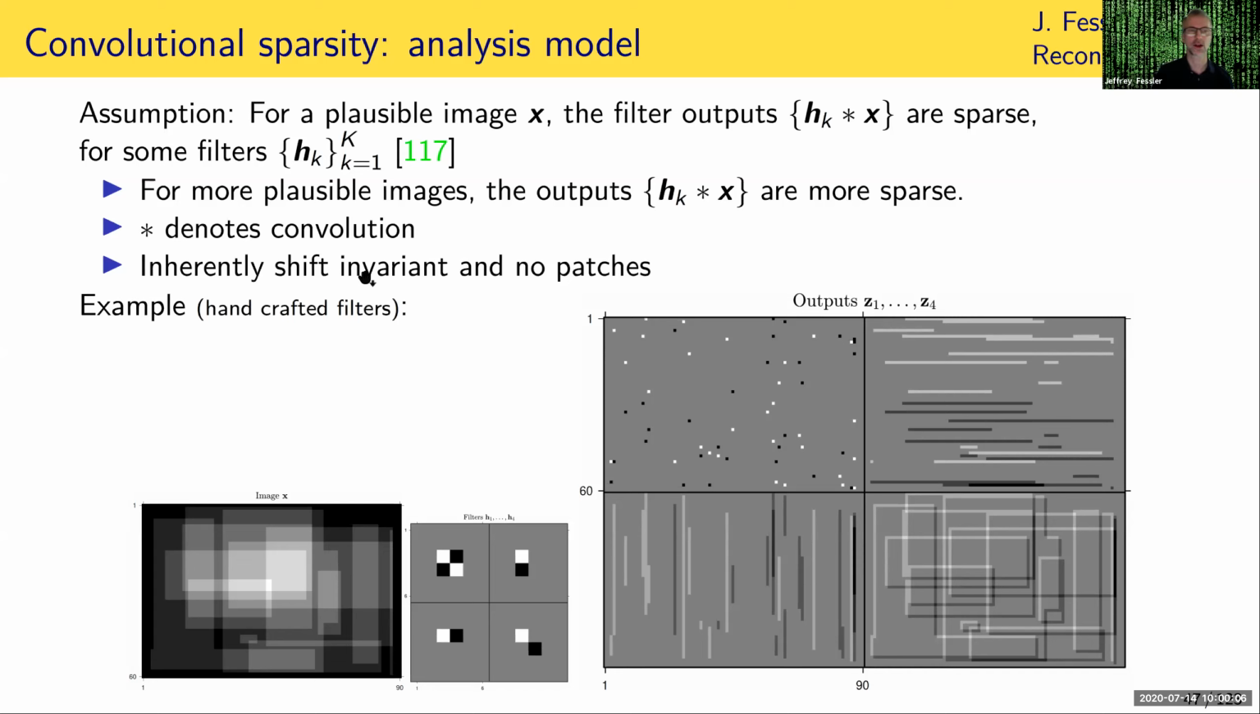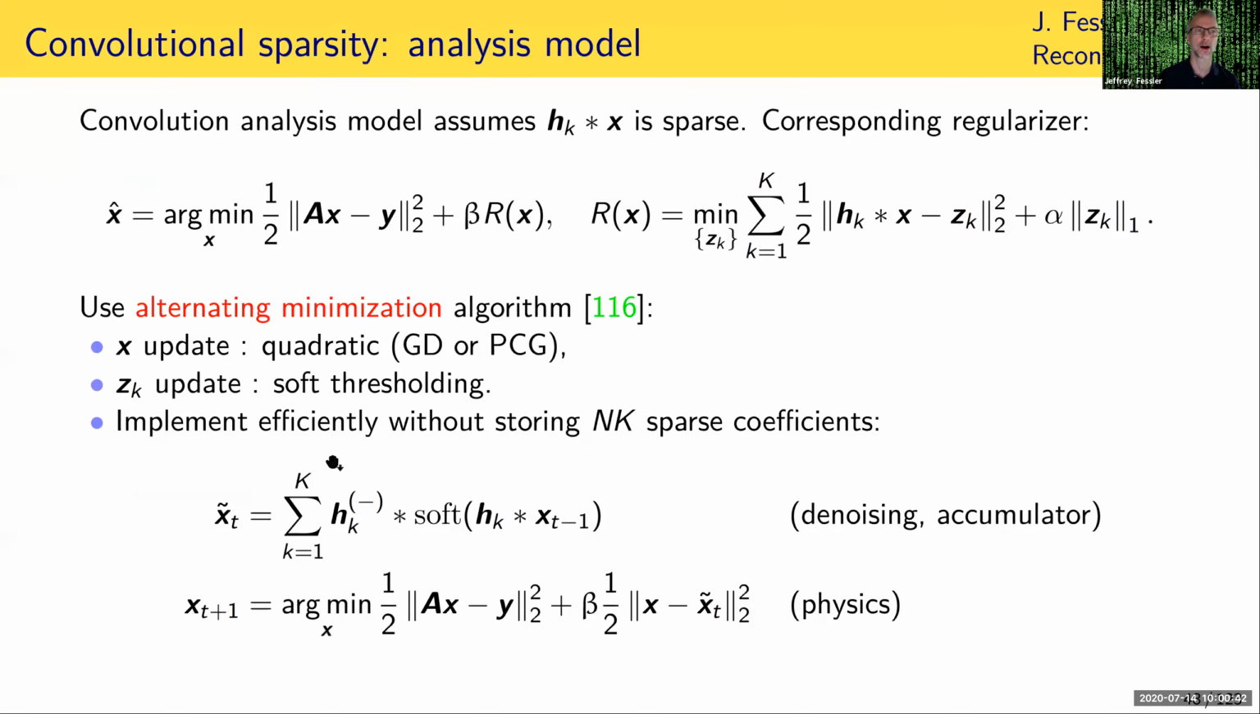There are no patches in this; it's inherently shift invariant. Here's an example of a handcrafted image and some handcrafted filters. If I take this particular image and convolve it with these 4 filters, I get these 4 outputs, and all 4 of them are reasonably sparse. This one's especially sparse, but even the others are pretty sparse. The gray is 0 here, and the white and black, or the brighter and darker, are the non-zero values. For an image like this, I can probably handcraft appropriate filters that lead to sparse outputs and use that as a regularizer. But it's probably not a very useful image in MRI.